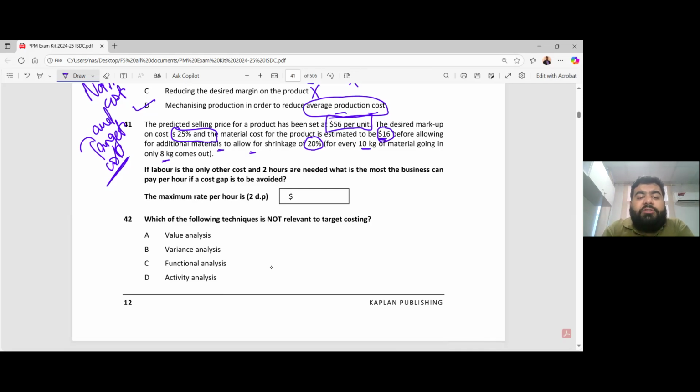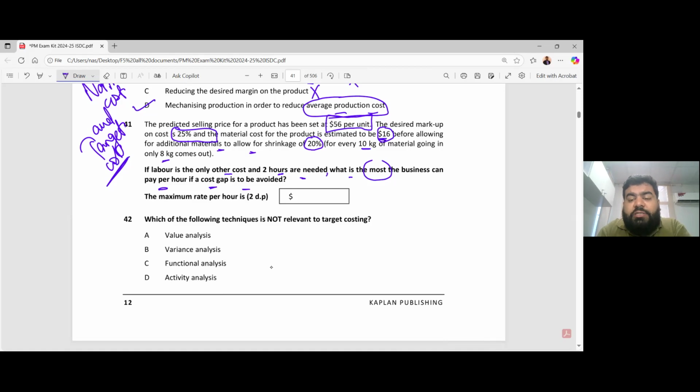Okay, the first cost was material, and labor is the only other cost, the second cost, and 2 hours of labor are needed for the production. What is the most the business can pay per hour if the cost gap is to be avoided? We have to tell the maximum rate per hour we can give if we want to avoid the cost gap as well. Let us do that.